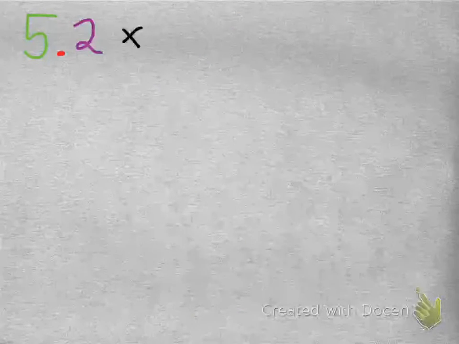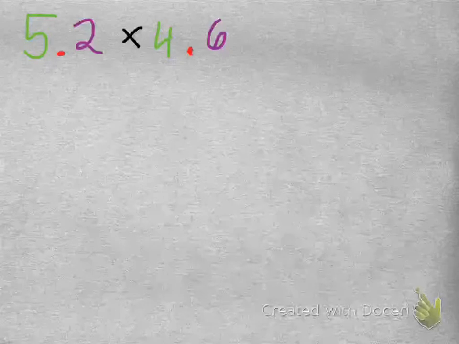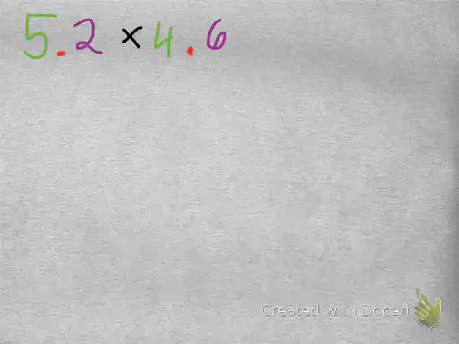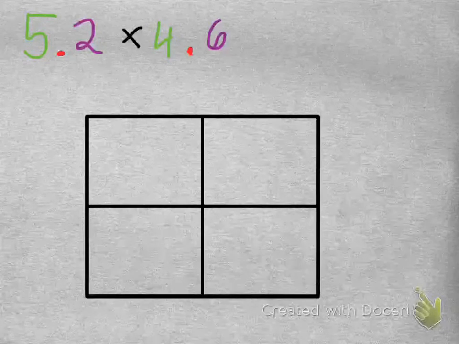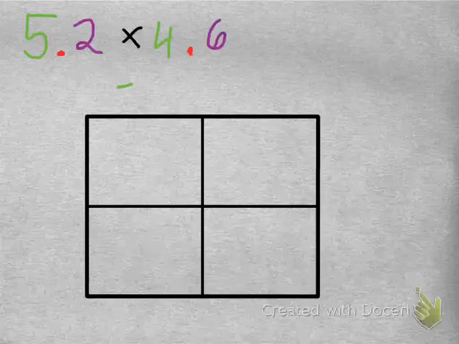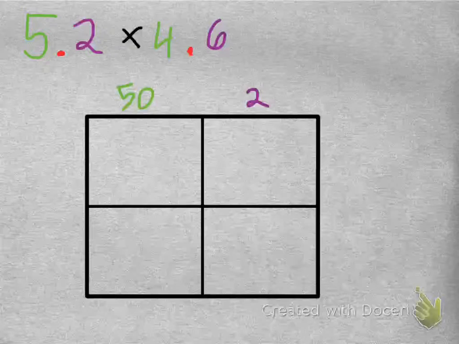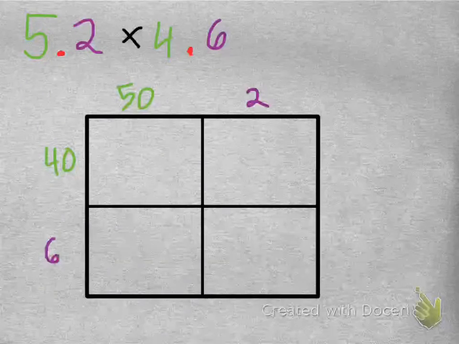5 2/10 times 4 6/10. I'm going to multiply a different way. I'm going to use the box method with partial products this time. And I'm still going to imagine that it says 52 times 46. So if I set up my box, I imagine 52, I can break that up into 50 and 2. And if I imagine 46 instead of 4.6, I can break that up into 40 and 6.